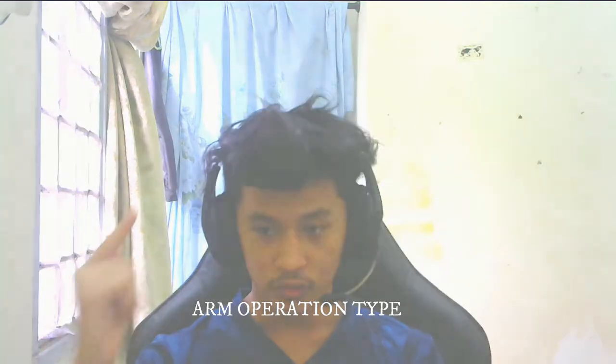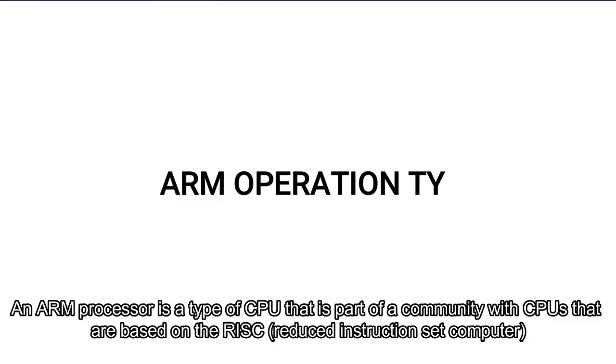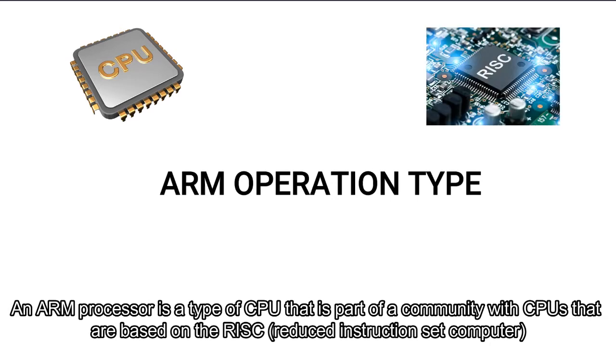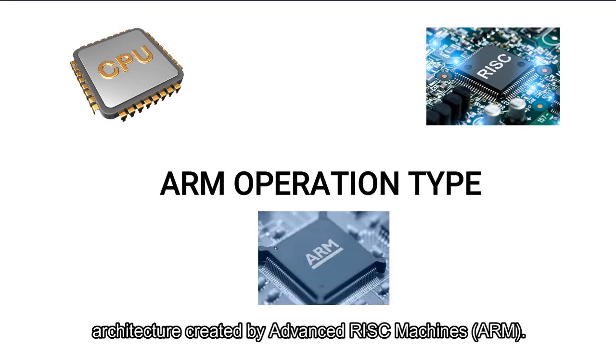Today I want to explain about ARM operation types. So as we know, ARM is a type of CPU that is part of a family of CPUs based on the RISC, meaning reduced instruction set computer, architecture created by Advanced RISC Machines, ARM.